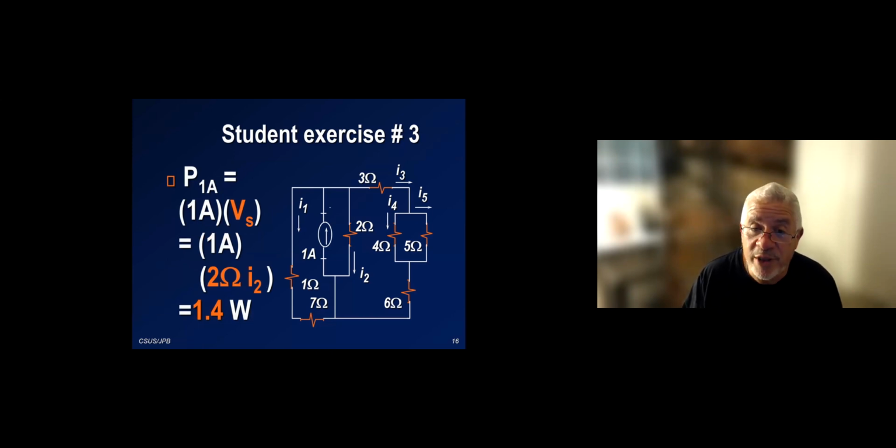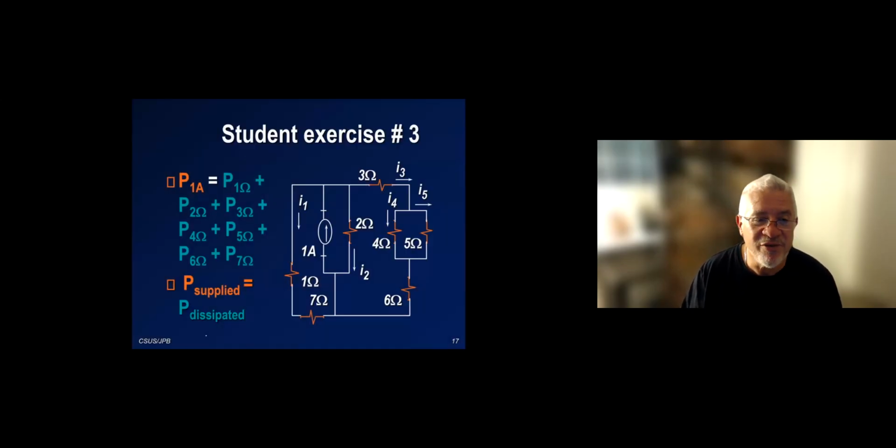For the current source, though, I need the voltage here with this polarity. Let's call it Vs. I need that voltage so that the current enters the negative terminal. So the power for the 1 amp is 1 amp times Vs. But what is Vs? You have to recognize that the current source is in parallel with the 2 ohm. So Vs is also the voltage across the 2 ohm. So I can calculate that by simply 2 ohms times I2. So I get 1.4 watts being generated by the current source.